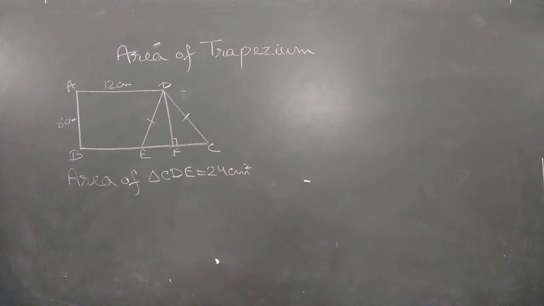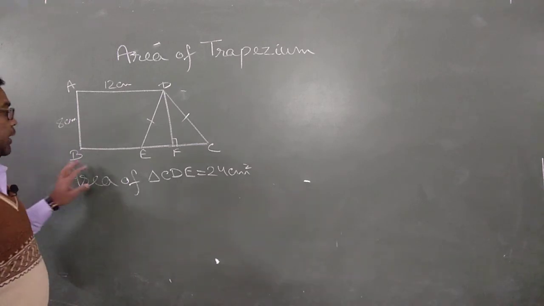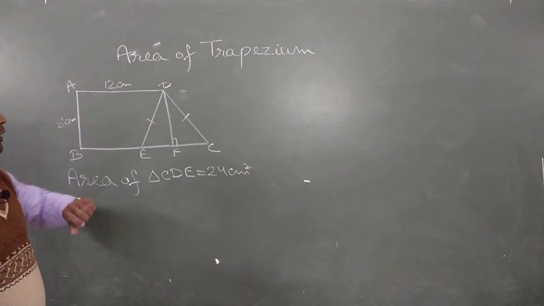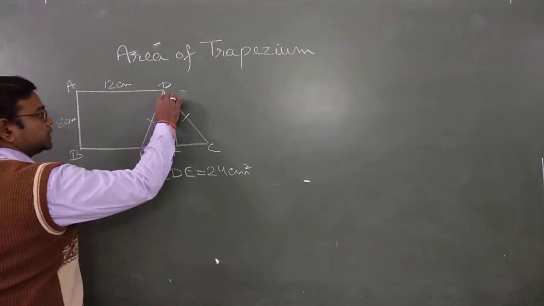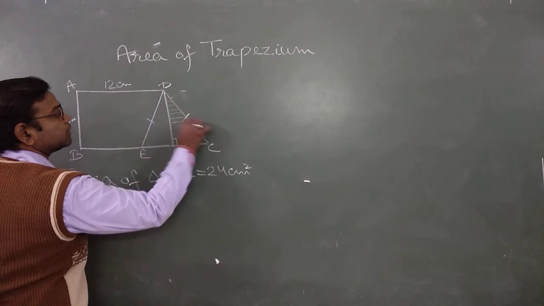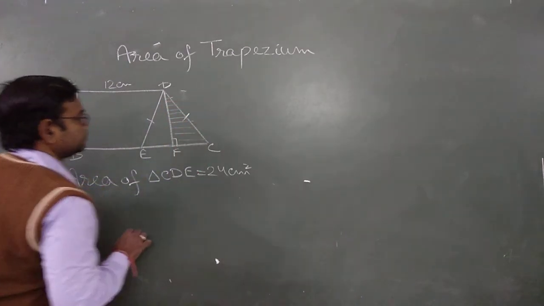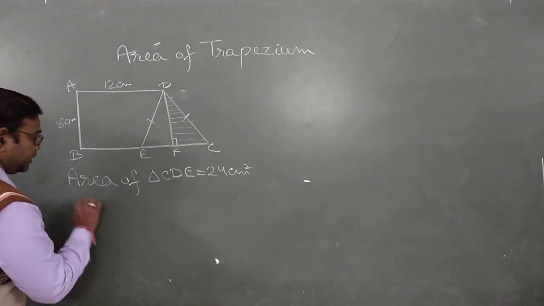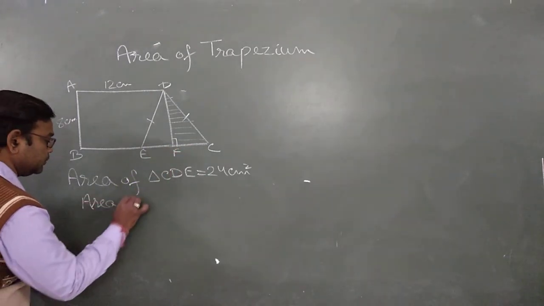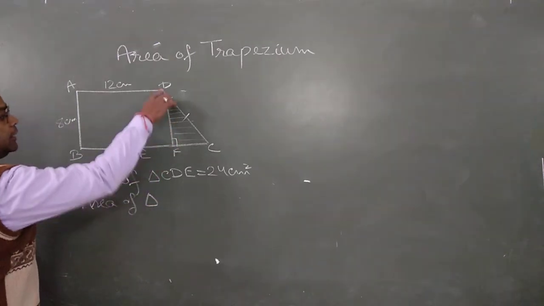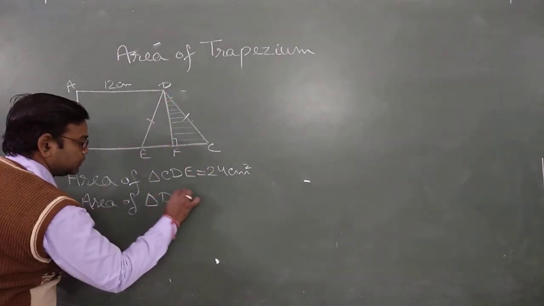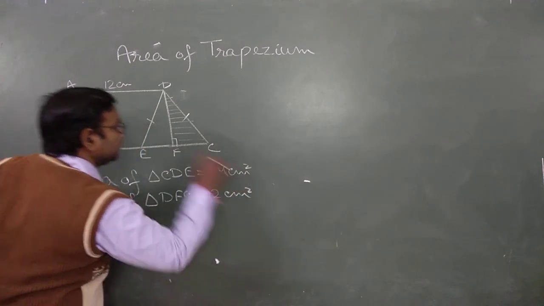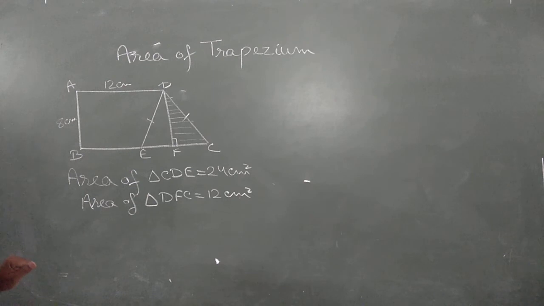The question says you have to find the area of trapezium ABED, where side AB is 8 centimeter and side AD is 12 centimeter. So first we know the area of triangle CDE is 24 centimeter square. This extra part is part of the trapezium, and this is half of the triangle CDE. So from this we can write down the area of triangle DFC equals 12 centimeter square, meaning half of the triangle CDE.